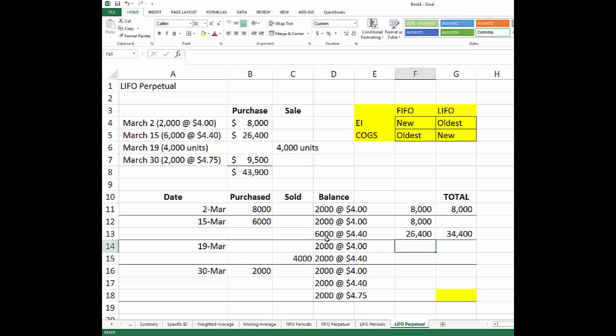Okay, so you're selling inventory out of this bucket here, right? And so we're going to start at the bottom. We're going to start with our newest inventory. That's what's going to be sold. So notice that my first layer is untouched. It still stays the same. And so the second layer goes from 6,000 units down to 2,000 units. We take the whole 4,000 out of that 6 to get down to 2.